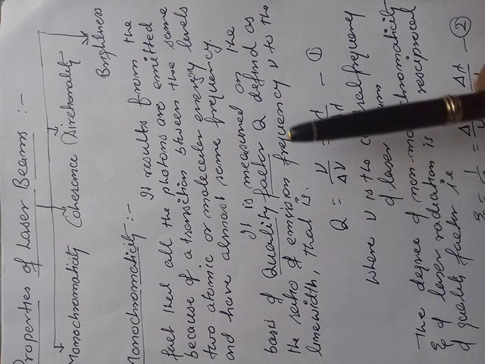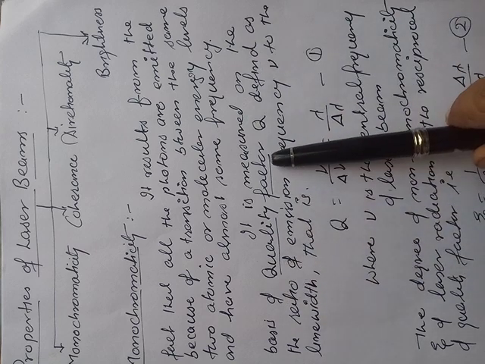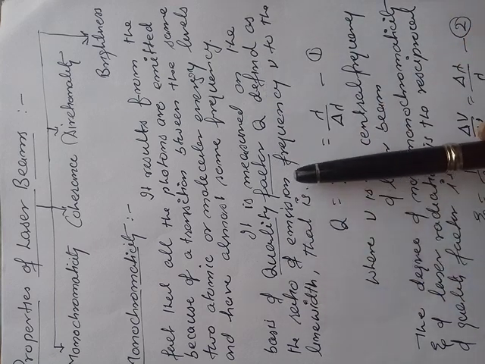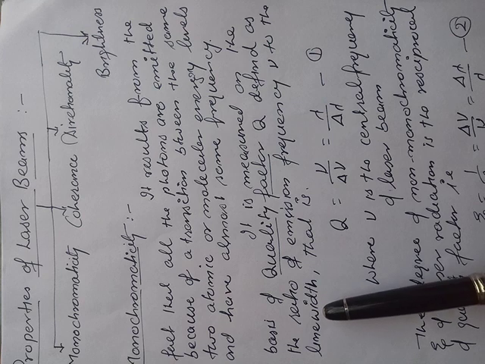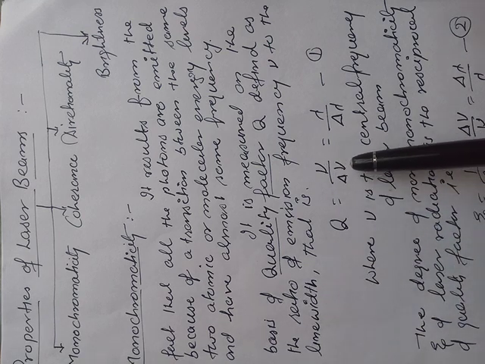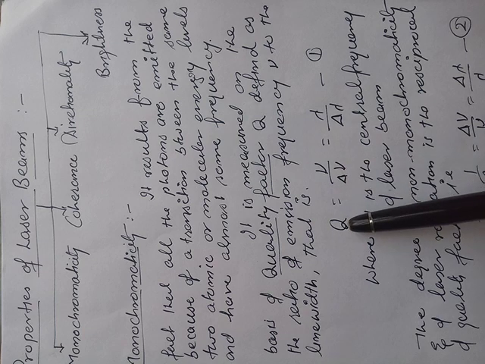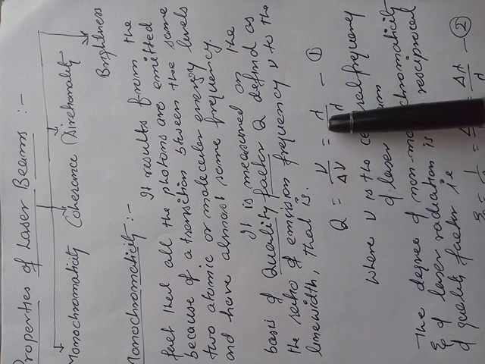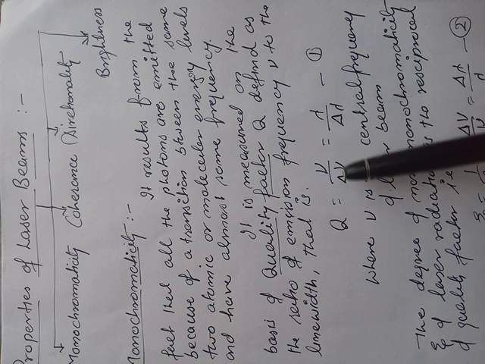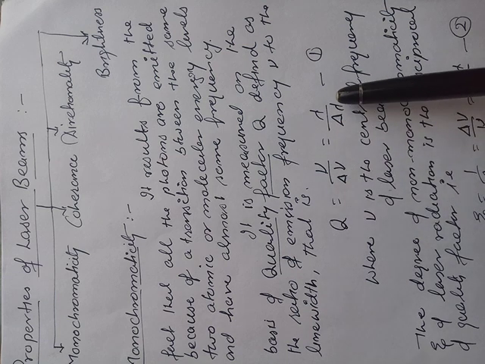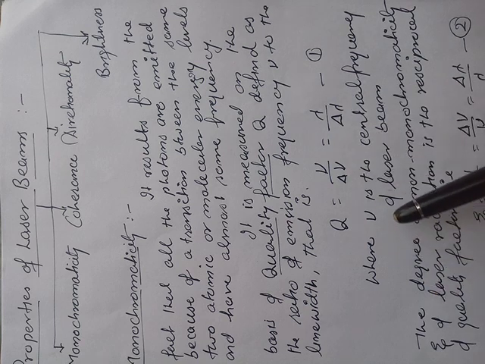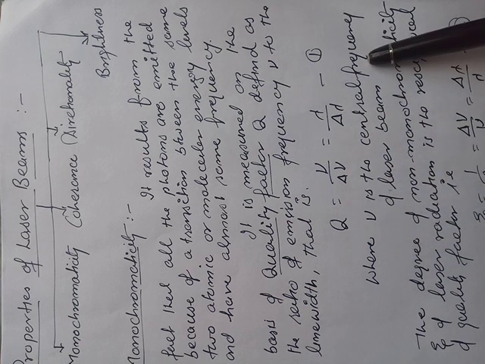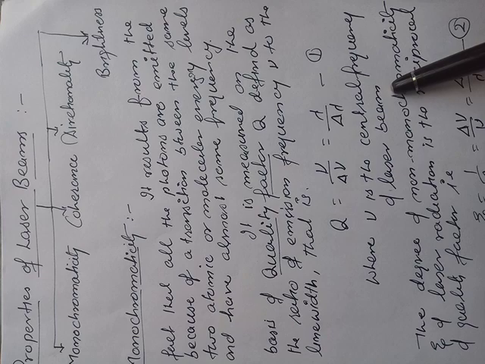It is measured on the basis of a quality factor Q, defined as the ratio of the frequency divided by the line width. Means the frequency divided by line width is equal to quality factor Q, and we know that we can write this quality factor in the format of wavelength lambda upon d lambda, where nu is the central frequency of the laser beam.